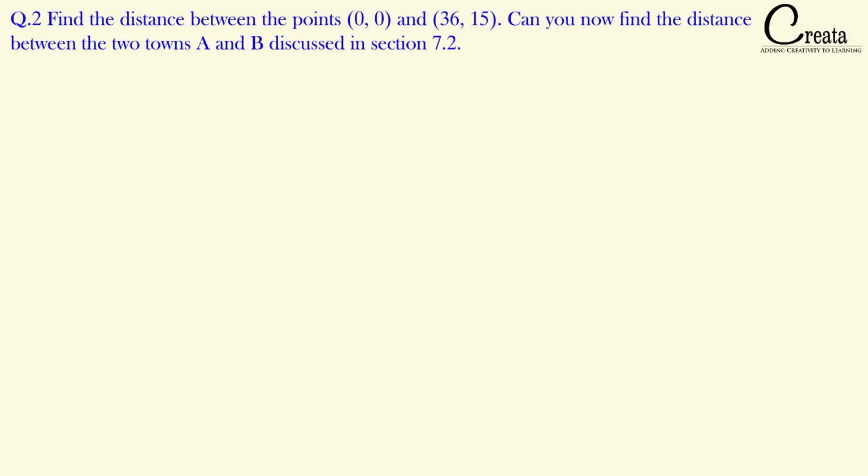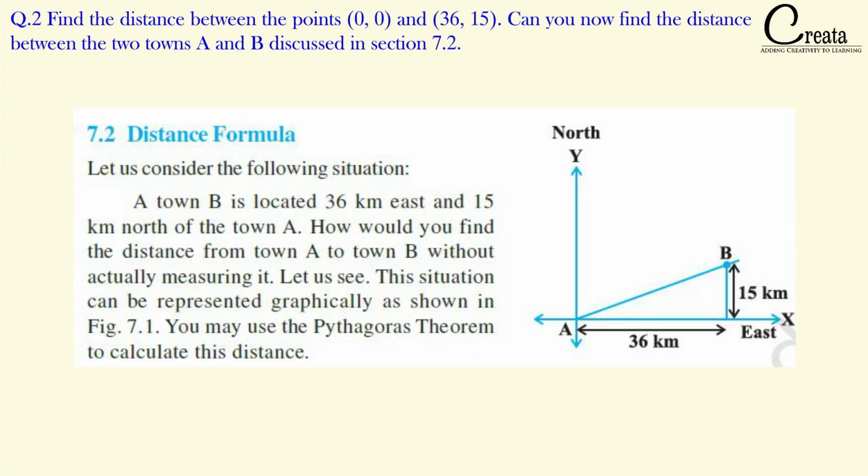Let's move to question number 2. Find the distance between the points (0, 0) and (36, 15). Can you now find the distance between the two homes A and B discussed in section 7.2? So firstly, let's observe the question. Let's move to section 7.2.